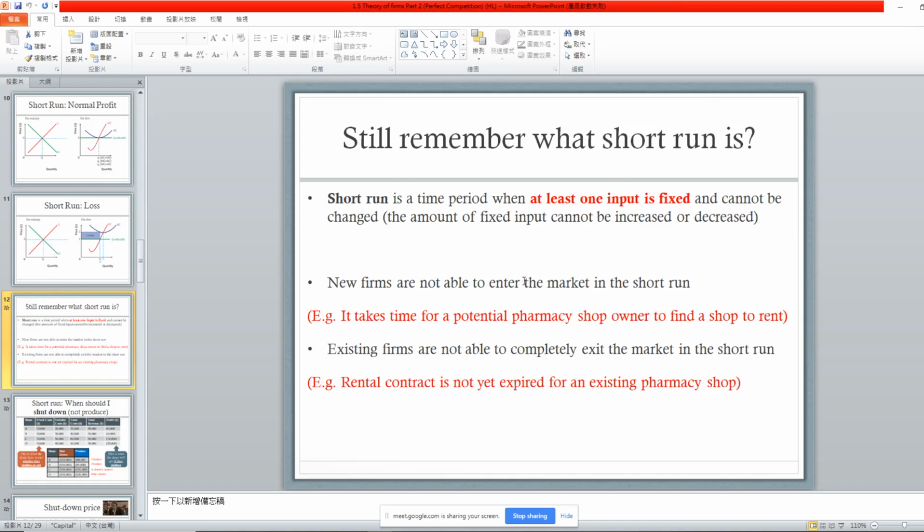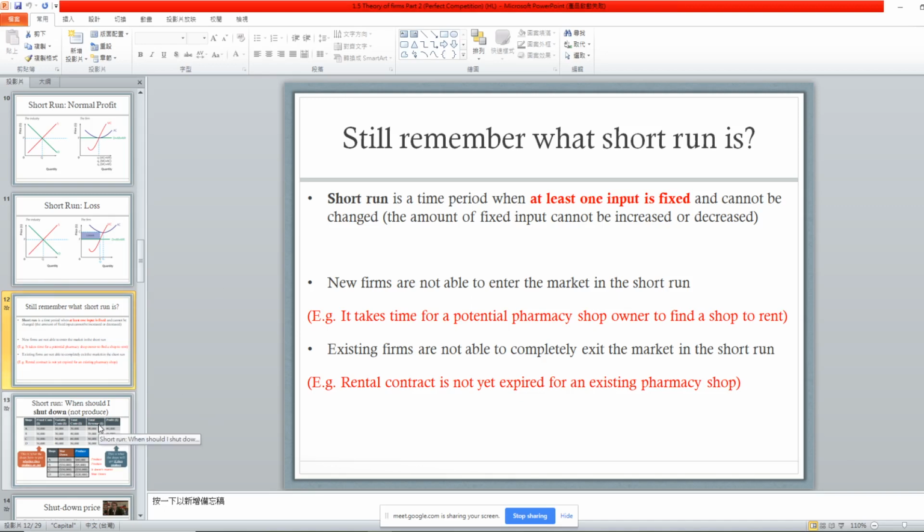So we know that in the short run, no one is able to enter the market, and no one is able to exit the market completely, right? But in the assumption, we said it is free to enter and exit, okay? So you can kind of figure it out, right? In the short run, no one is able to enter and exit. So it should be, in the long run, everyone can enter and exit the market, which makes the assumption correct. Once again, in the short run, no one can enter and exit the market.